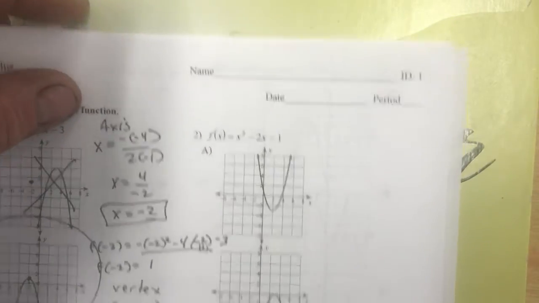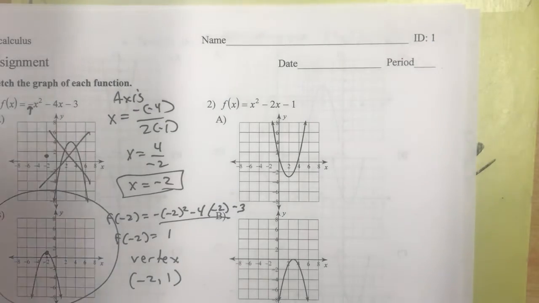Let's look at this next one here. Okay, let's get a piece of paper we can use to write on. Okay. I'm trying.